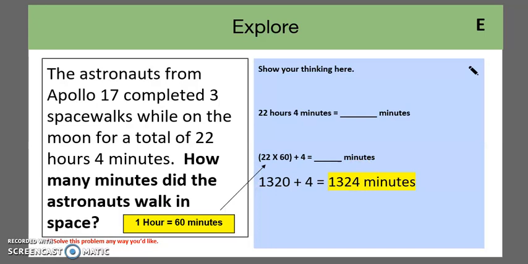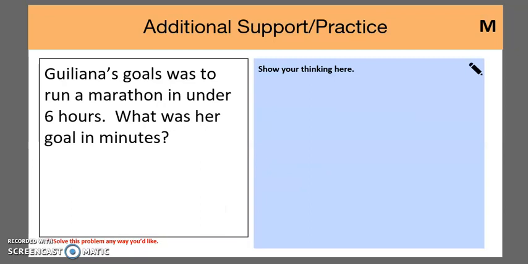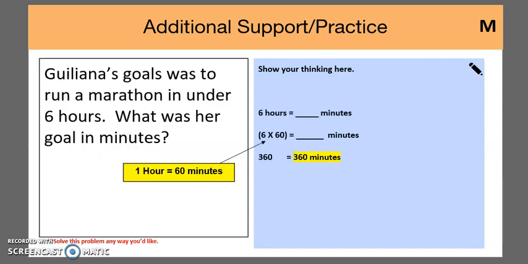Okay, now we're going to look at some additional practice questions. Here we have another problem, and we're going to convert hours to minutes. Okay, so we can pause the video and move on. Here we want students to highlight that we're starting out with 6 hours. We're going to go into minutes. So therefore 1 hour equals 60 minutes. And we're going to multiply 60 by the 6 hours, giving us the answer of 360 minutes.